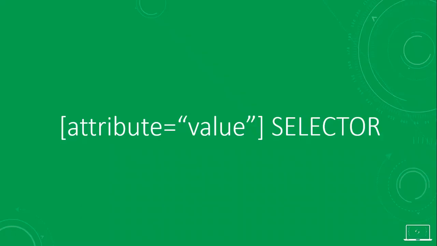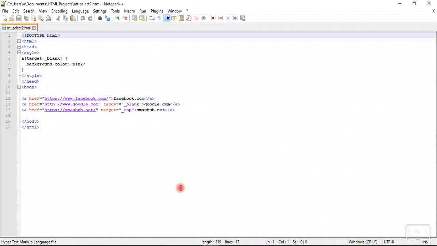Next is the attribute is equal to value selector. The attribute is equal to value selector is used to select elements with a specified attribute and value. Like in this example, all the elements of anchor tag are selected which are having the value as blank. Now, when we run this code, we see that the link with target is equal to blank gets a pink background.